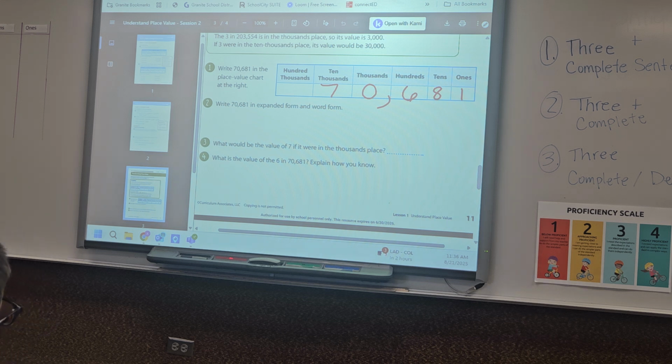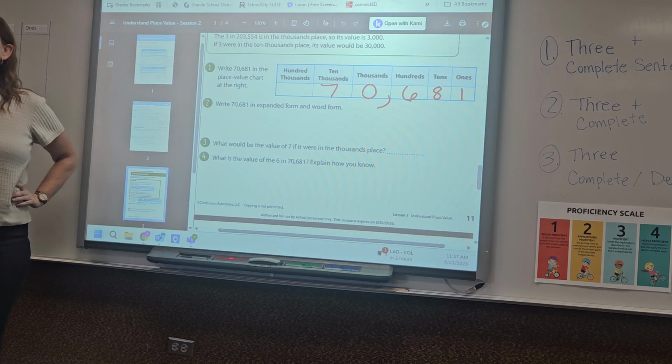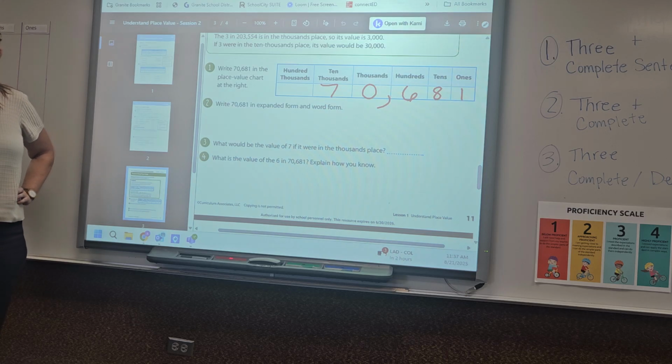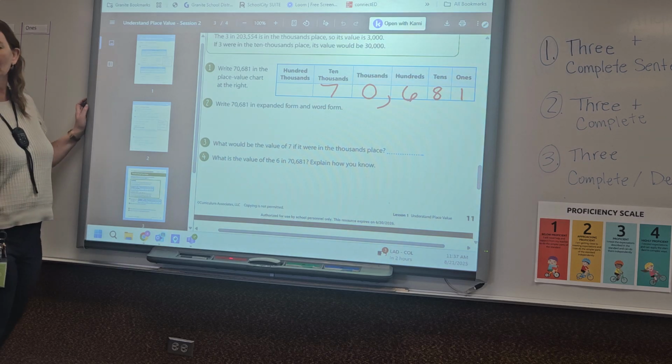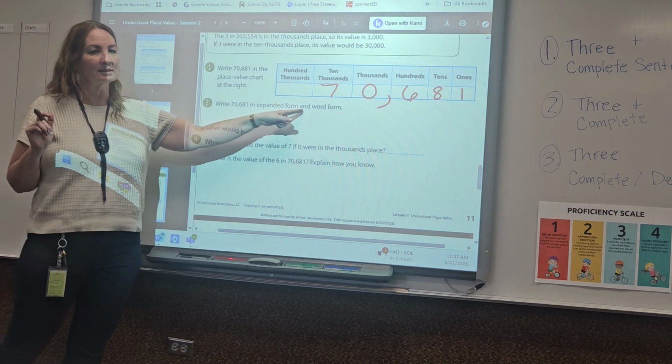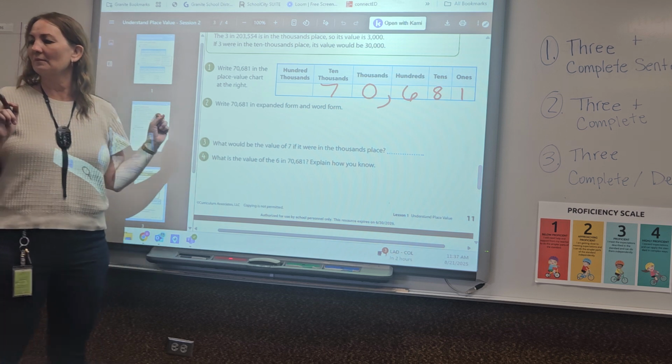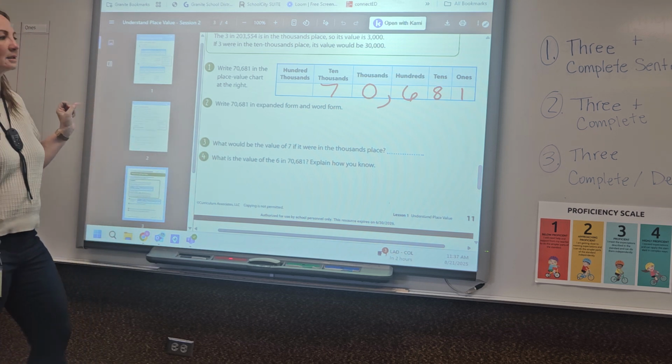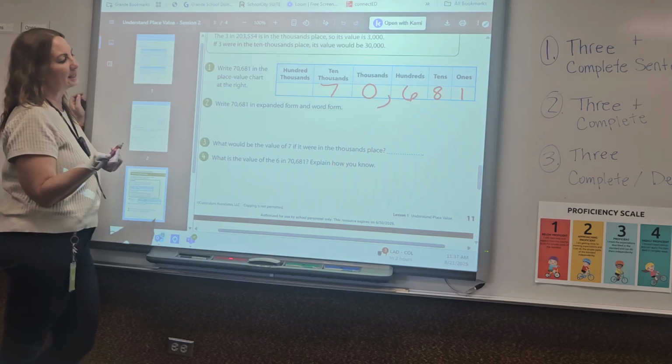What does number 2 say, everybody? Read it with me. Write 70,681 in expanded form and word form. Okay, we can do that. So, did you already do it? Yeah. Okay, I don't see that you did it. You did word form but not expanded form. You should have expanded and word form. Okay, doesn't look like you have enough there.